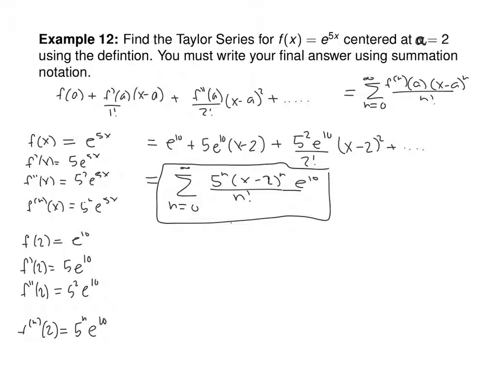If you were asked to find a Maclaurin series, the only difference there is that the a is equal to 0. And that, in a nutshell, is most of the ideas from the sequences and series unit.